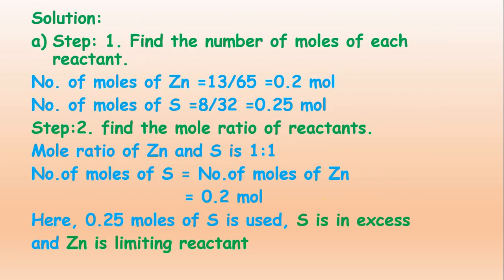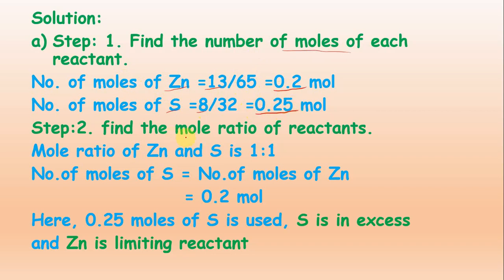So the steps are the same. In the first step, find the number of moles of each reactant. First of all, we have to find the number of moles of zinc and sulfur. Zinc mass is 13, sulfur is 8, divided by their atomic mass. The number of moles of zinc will be 0.2, and the number of moles of sulfur will be 0.25.